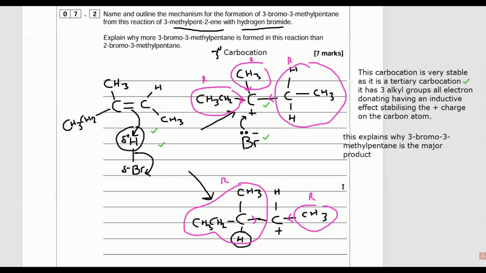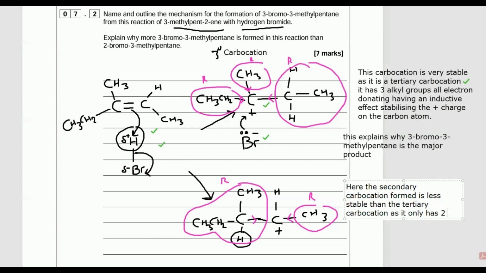So what I'm going to do is say here the secondary carbocation formed is less stable than the tertiary carbocation, as it only has 2 alkyl groups with an inductive effect on the carbon. So this carbocation is, I think I already said this, is less likely to form.